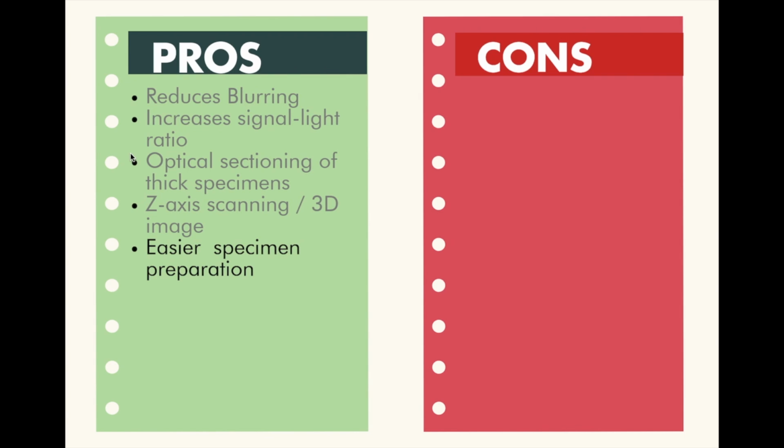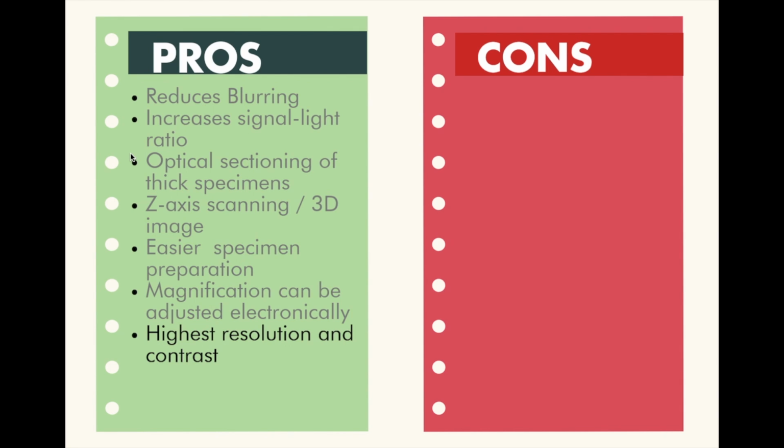The specimen is normally easier to prepare than when using other microscopes. The magnification can also be adjusted electronically, unlike other microscopes. The confocal microscope also has the highest resolution and contrast. Lastly, it can monitor the physiological state of cells.